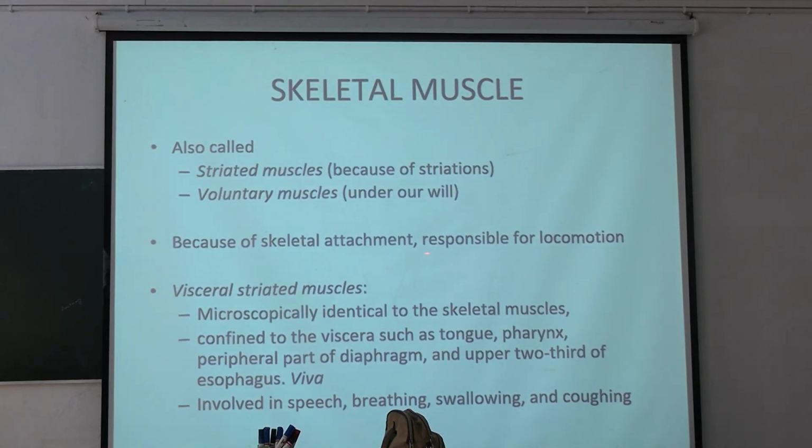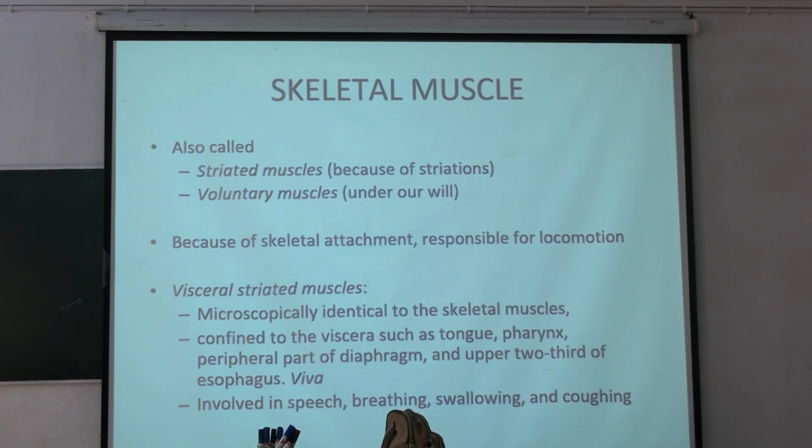Now because of skeletal attachment responsible for locomotion. Visceral striated muscles, microscopically identical to the skeletal muscles, confined to the viscera such as tongue, pharynx, peripheral part of the diaphragm and upper 2/3 of the esophagus. These are involved in speech, breathing, swallowing and coughing, and microscopically identical with skeletal muscle.